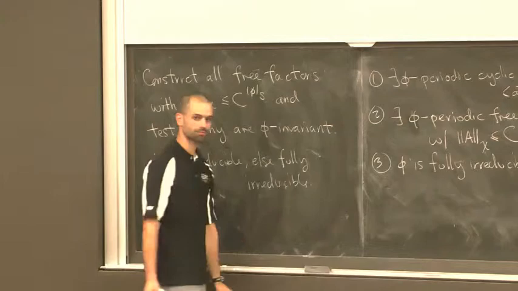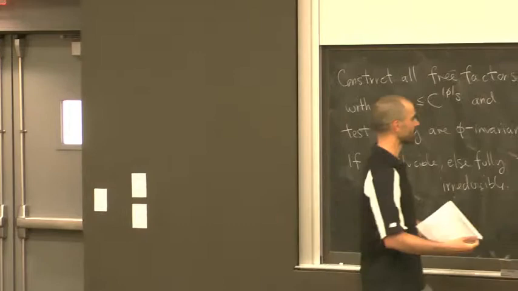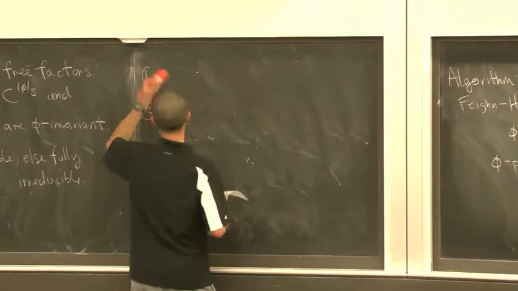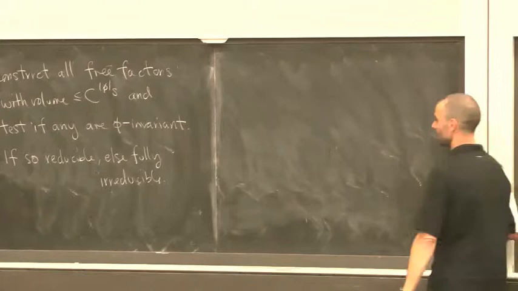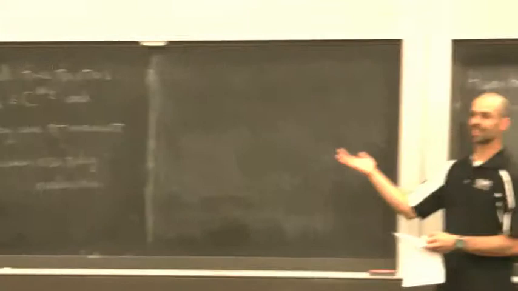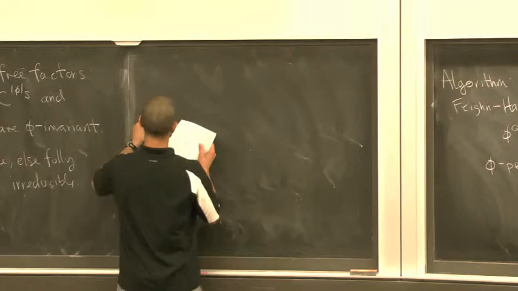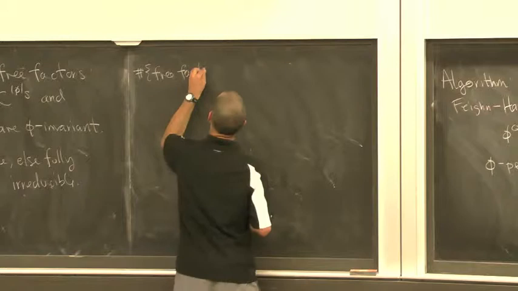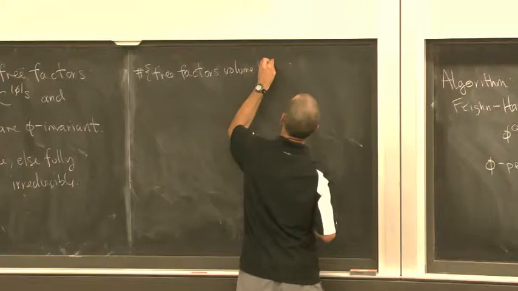And like I said, let me give you a coarse upper bound as to how many there are. Maybe if somebody knows combinatorics better than I do, they can give a better upper bound. But let me just give you some upper bound so you at least see that I can tell you ahead of time how many of these you might have to construct. So the number of free factors with volume less than or equal to m.